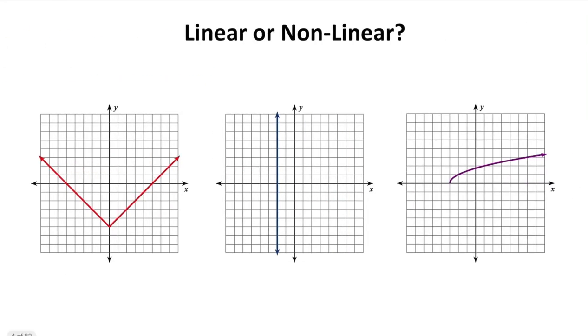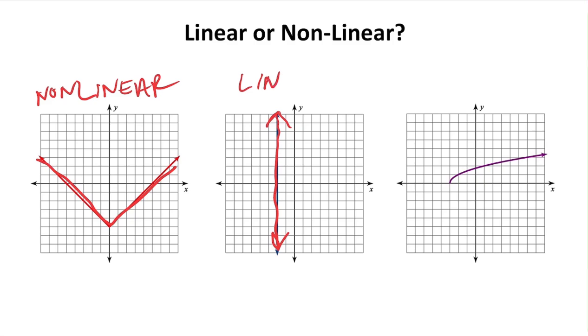Okay? So let's look at these. This one, it looks straight, but it bends right there. If it does that, it's nonlinear. Okay? It has to be a straight line in the same direction. Straight up and down like this, that is possible. That's linear. They can be horizontal or vertical. This looks like the square root function. It kind of curves there. If it curves at all like that, we're looking at a nonlinear function.